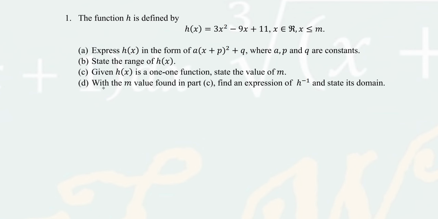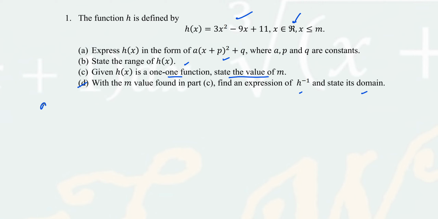Now, first question. Given the function h is defined as a quadratic function whereby x is a real number and x is less than or equal to m. The R here means real numbers. So a, express h(x) in the form a(x plus p) squared plus q, where a, p, q are constants. b, state the range of h(x). c, given h(x) is a one-to-one function, state the m value. And d, with the m value, find an expression for h inverse and state its domain.